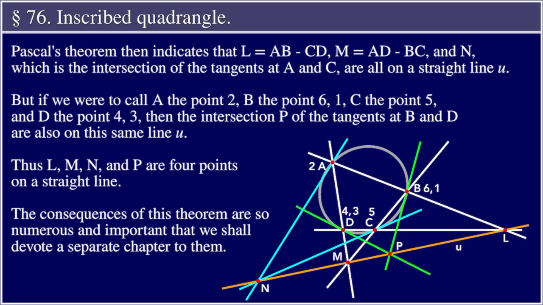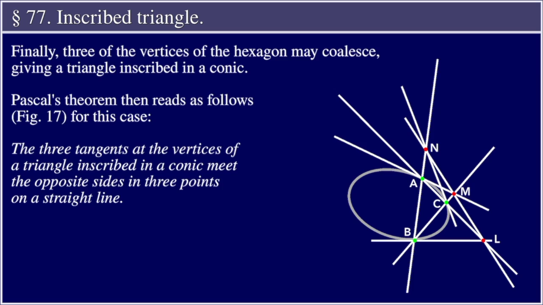The consequences of this theorem are so numerous and important that we shall devote a separate chapter to them. Section 77. Inscribed triangle. Finally, 3 of the vertices of the hexagon may coalesce, giving a triangle inscribed in a conic. Pascal's theorem then reads as follows, figure 17, for this case. The three tangents at the vertices of a triangle inscribed in a conic meet the opposite sides in three points on a straight line.